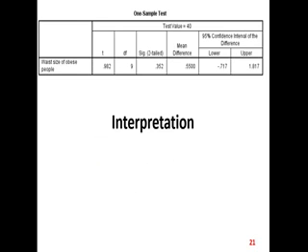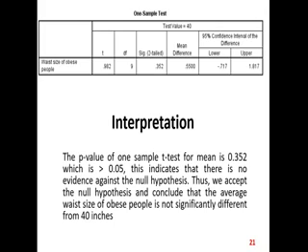So we take this decision: since the p value of the t-test for the mean is 0.352, which is greater than 0.05, there is no evidence against the null hypothesis. Thus we accept the null hypothesis and conclude that the average waist size of obese people is not significantly different from 40 inches. That means the claim made by the tailor master is retained.